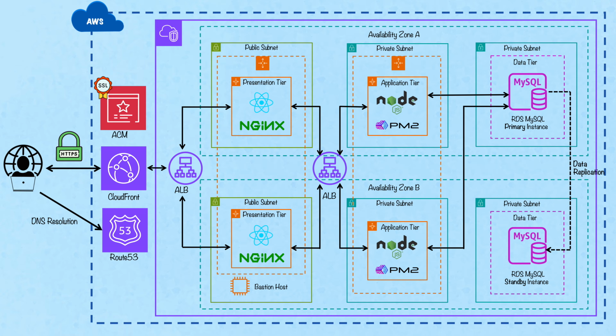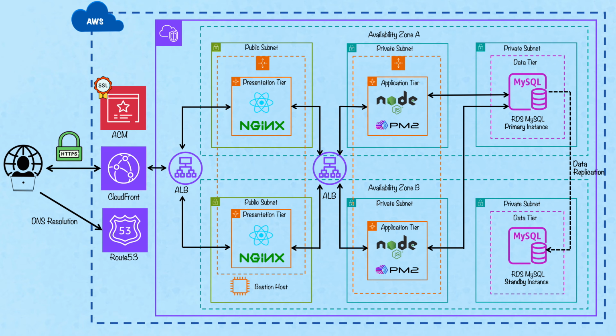Our database architecture ensures high availability through synchronous replication of data between primary and standby instances. In the event of a failure, Amazon RDS automatically transitions to the standby instance, minimizing downtime and data loss.